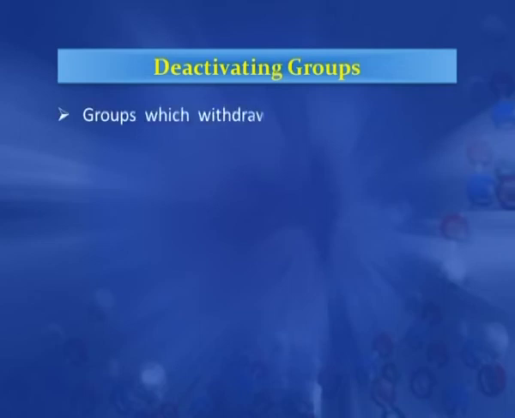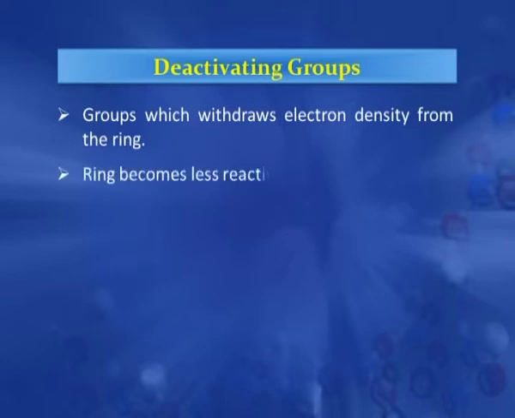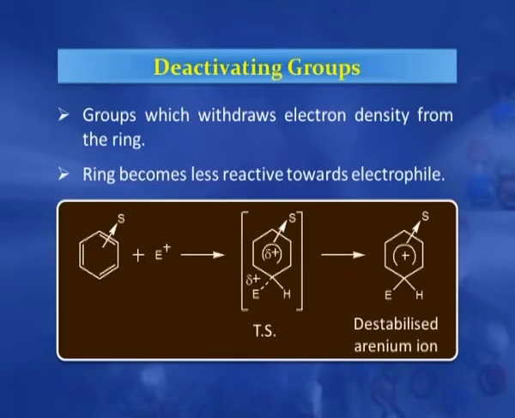Now, deactivating groups means groups which withdraw electron density from the ring, and due to this the ring becomes less reactive towards the electrophile. Now, let us see how. This is a substituted benzene. If attack of the electrophile takes place, we get the intermediate arenium ion. If this substituent withdraws electron density from the benzene, then it intensifies the positive charge. That means destabilization of the arenium ion, which means an increase in E activation and a decrease in the rate of reaction.